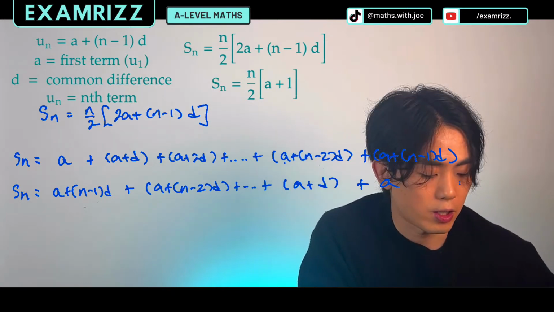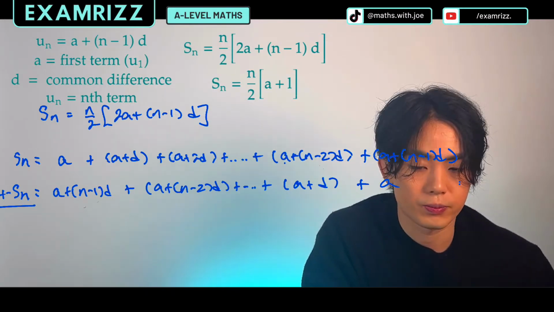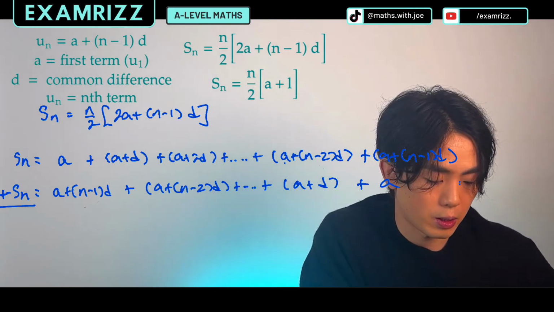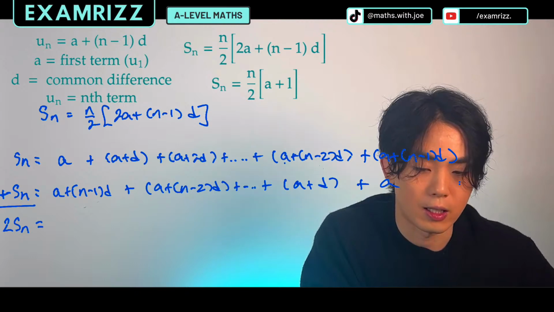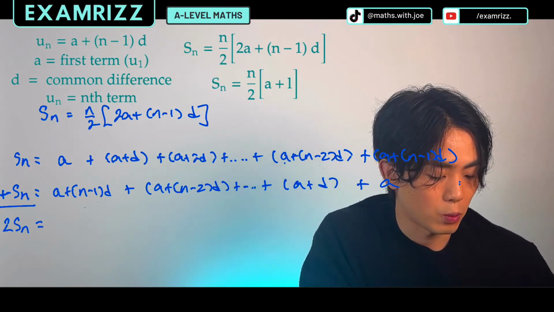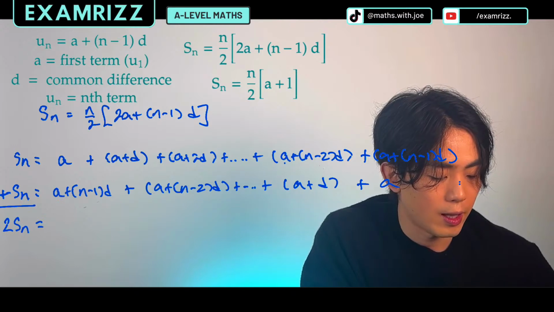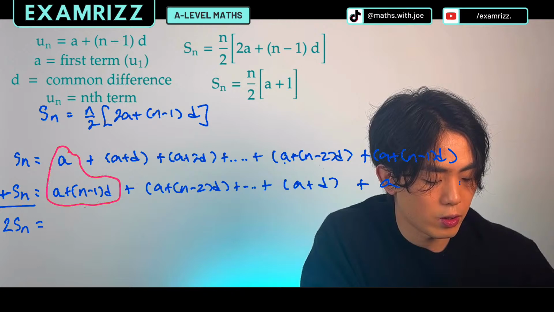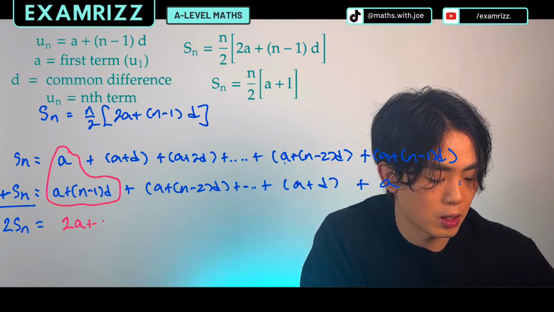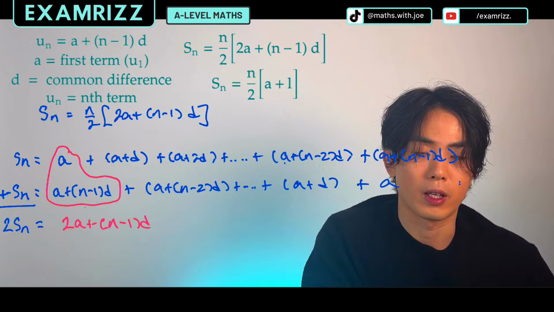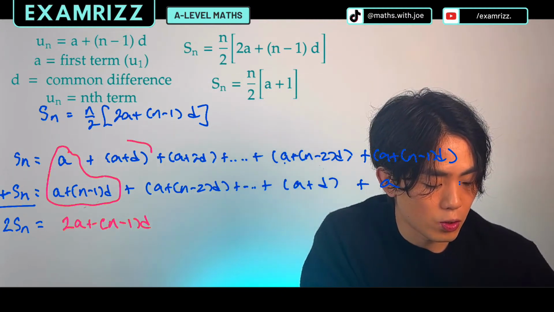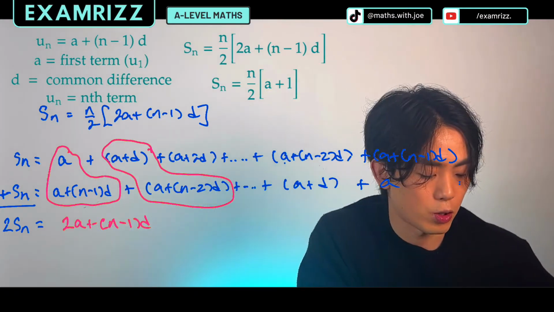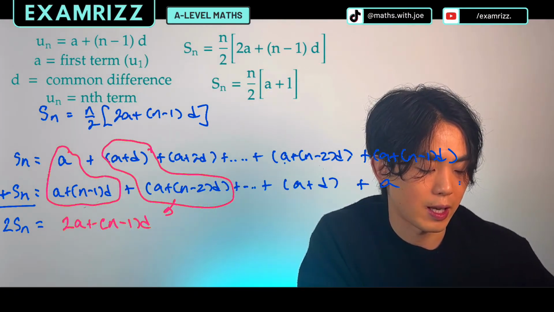Now what we're going to do is sum these two together, so add them together. If I add them together, we get Sn plus Sn, so two lots of Sn on the left-hand side. Now on the right-hand side, if I sum these two terms together, I get a plus a, so 2a plus n minus 1d, okay? If I add these two terms together as well, we get the same term, 2a plus n minus 1d.